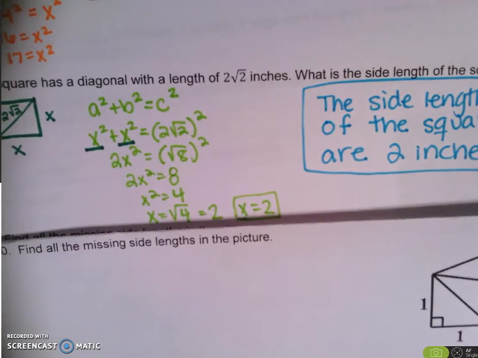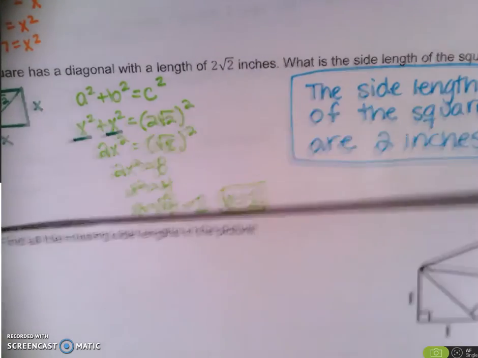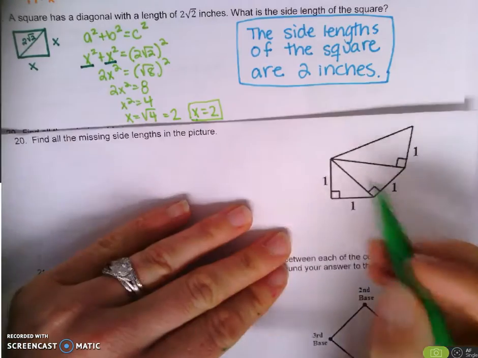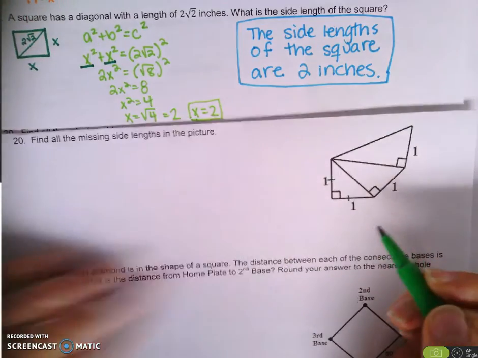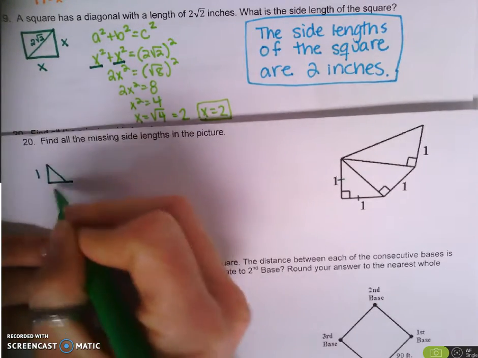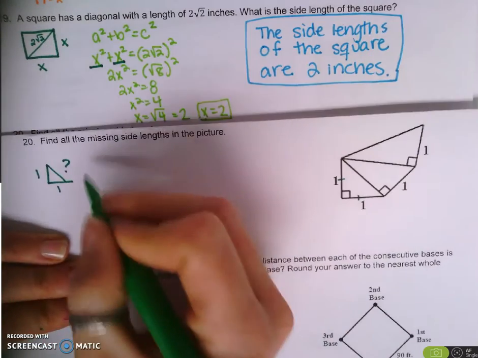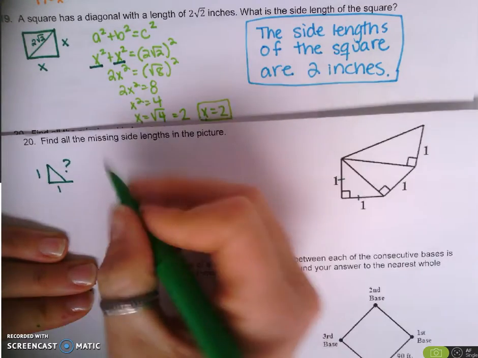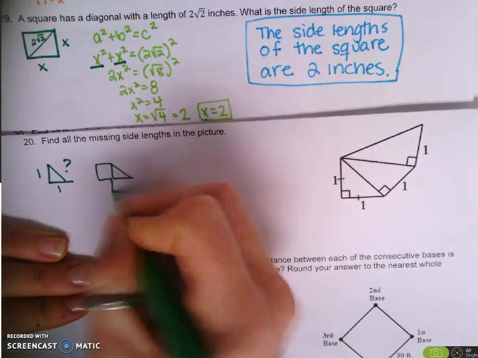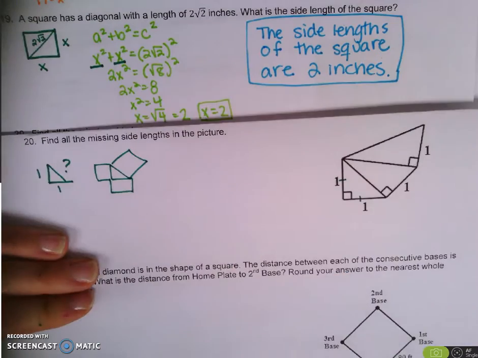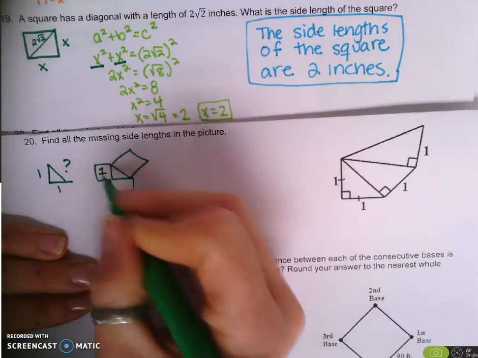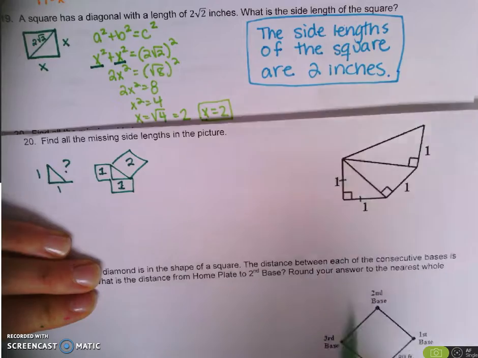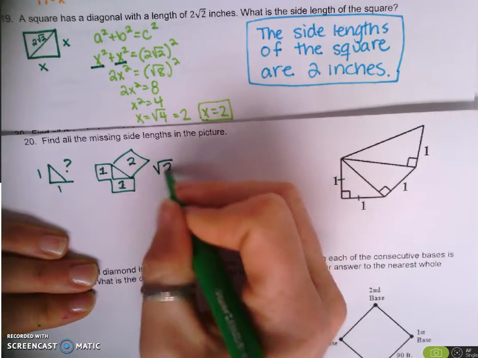Let's take a look at number 20. Find all the missing side lengths in this picture. We can do that because they're all what kind of triangles? Right triangles. Let's take a look. Okay, if this is 1 and this is 1, I need to find this one. Let's use our trick where we know that if you add the areas, you can find this length. So this area would be 1 and this area would be 1. 1 plus 1 is 2. If the area of the square is 2, that makes the side length radical 2.